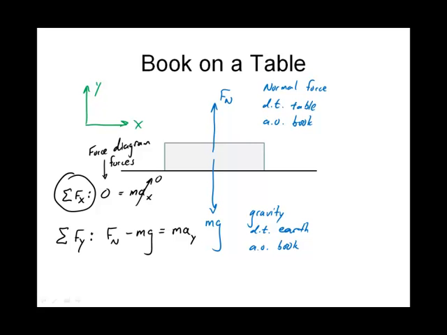Now the book is just sitting on the table. So this is an object at rest and it's remaining at rest. And in that scenario, the y acceleration will be zero. And so Fn minus mg is also equal to zero. Now since F normal minus weight is equal to zero, then it must be that F normal is equal to mg.